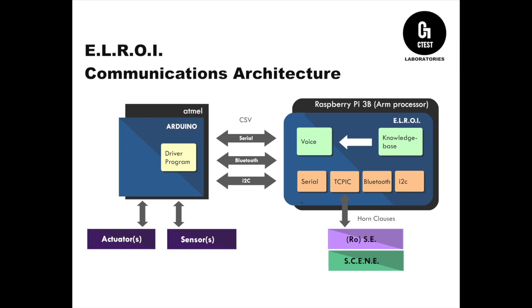I said I wasn't going to mention language model, and so I won't. In either case, here's a simple 50,000-foot view of the communications architecture, software architecture of our robots. And just to give you a logical view, Rose sends horn clauses back and forth between Ralph, and we talked about that.